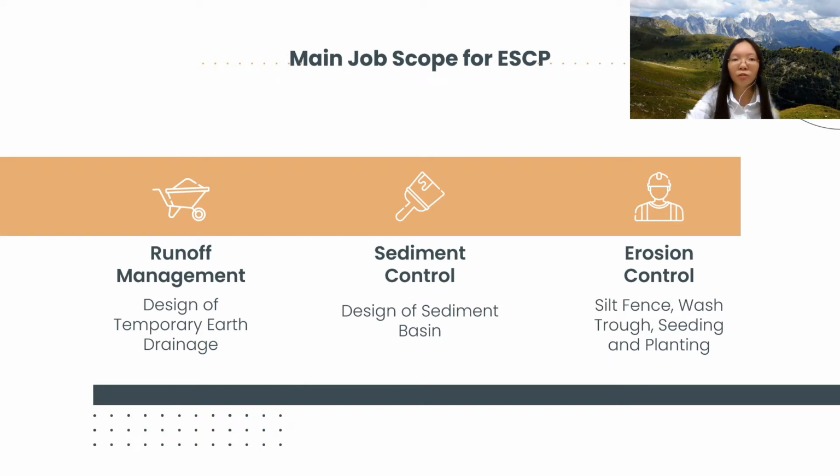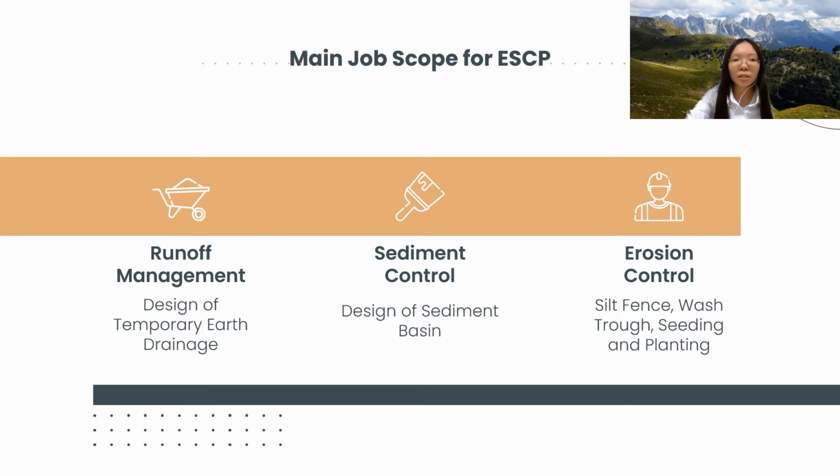In runoff management, they are required to estimate the rainfall and also peak discharge flow using the rational method as recommended by MASMA. Temporary earth drainage is then designed to cater the runoff. The trapezoidal-shaped open channel is chosen because it is able to cater the larger water flow.